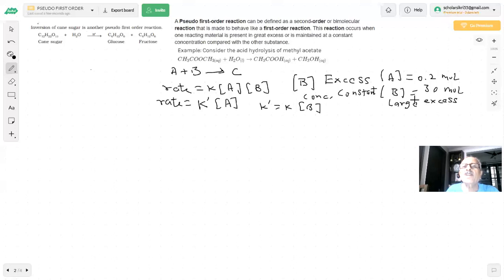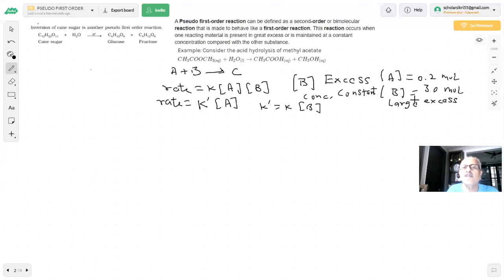What I said, the definition, let me read. A pseudo first order reaction can be defined as a second order or bimolecular reaction that is made to behave like a first order reaction. This occurs when one reacting material is present in great excess or is maintained at a constant concentration compared with the other substance. Example: hydrolysis of methyl acetate. This is a very good example of this reaction.